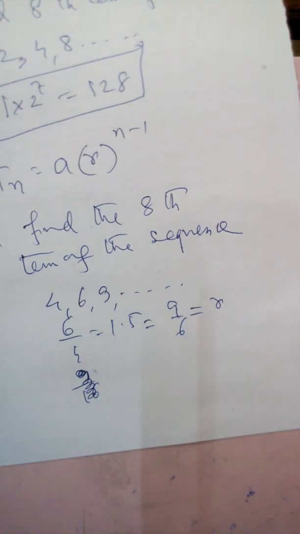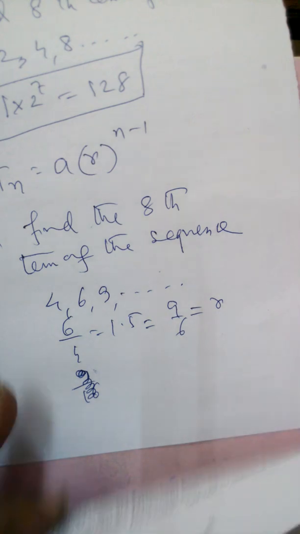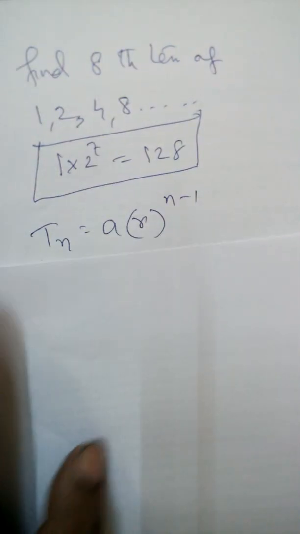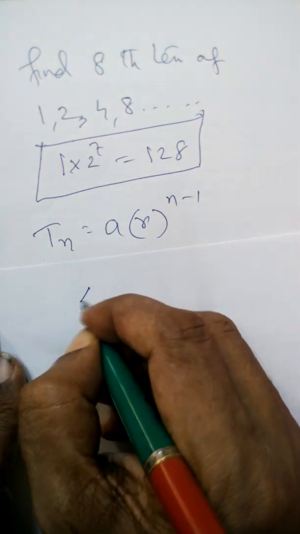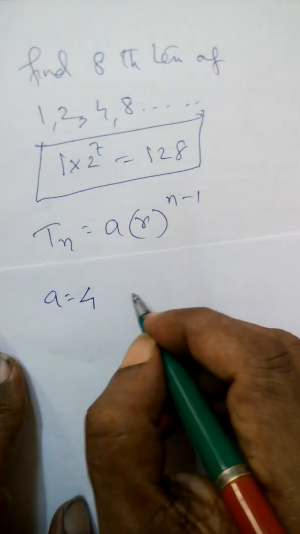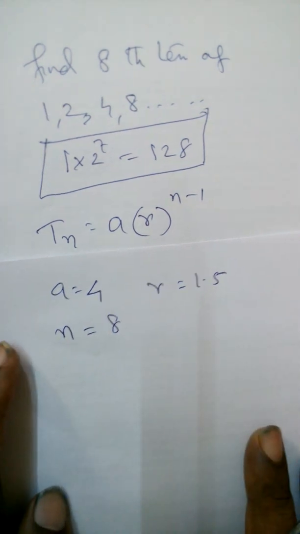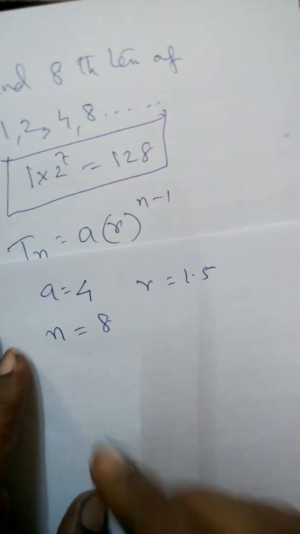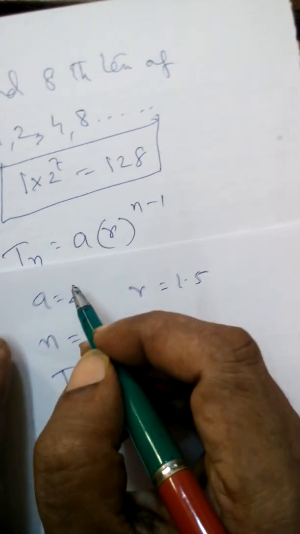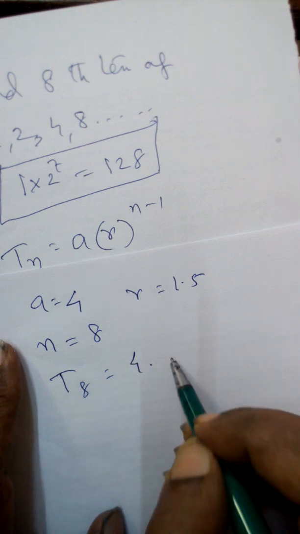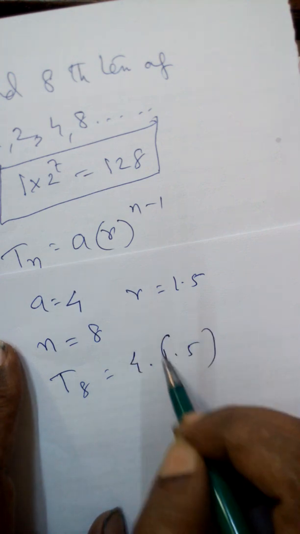So this number started from 4, but it is multiplied by 1.5 each time. So each step we will be multiplying by 1.5. But I am not using the idea of this gap. I have a straightforward formula. A is 4. Just the formula. R we have found is 1.5, and n is 8. N means the number of the term, which number. So we need T8.